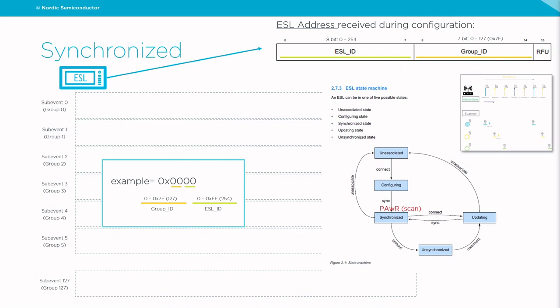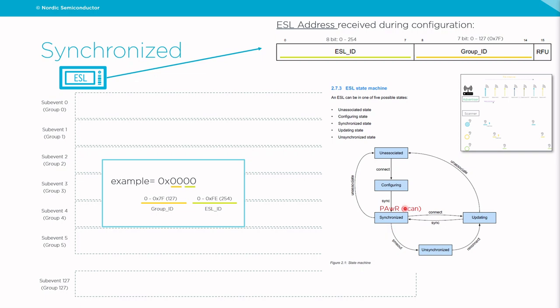The tag can then move to the synchronized state and subscribe to the write PAwR subevent. In this state, the tag is a PAwR scanner. That means it's synchronized to a specific subevent. It will wake up every periodic advertising interval. It receives the subevent packet from the access point. It interprets this packet, and if needed, it will send a response back before going to sleep. This is a connectionless state, as discussed earlier.